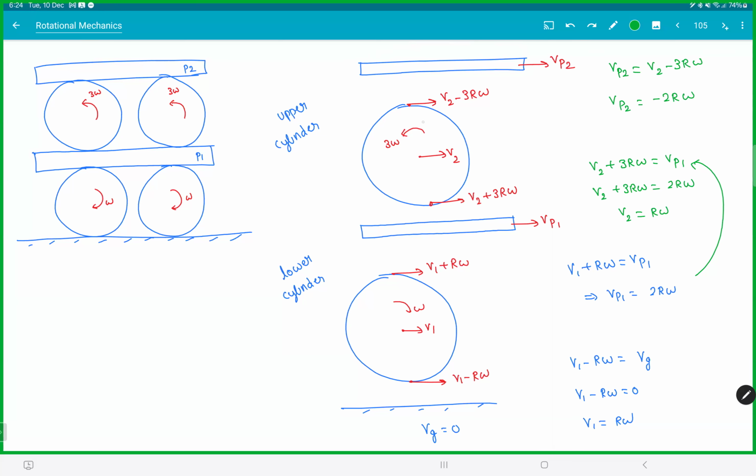I'm pretty sure most of you goofed up this part here. You didn't take the anti-clockwise direction. You have taken 3R omega forward. Please check your answers. Ask me if you're confused. So the plank 2 is actually going backward. It is not going forward.